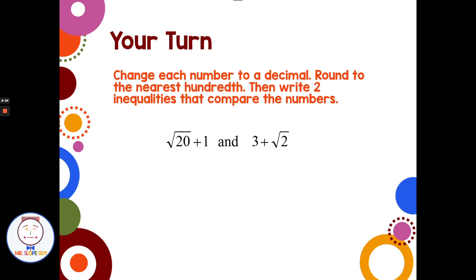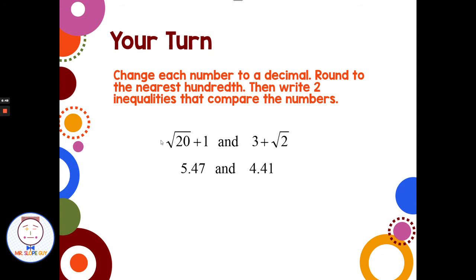Well, the square root of 20 plus 1, I could put in my calculator the square root of 20, then add 1 to it, and get 5.47. And the square root of 2, add that to 3. I can take that 1.41 plus 3 and get 4.41. So now that they're in decimal form, I can tell which one is bigger. Well, $5.47 is more money than $4.41. So this number is larger.